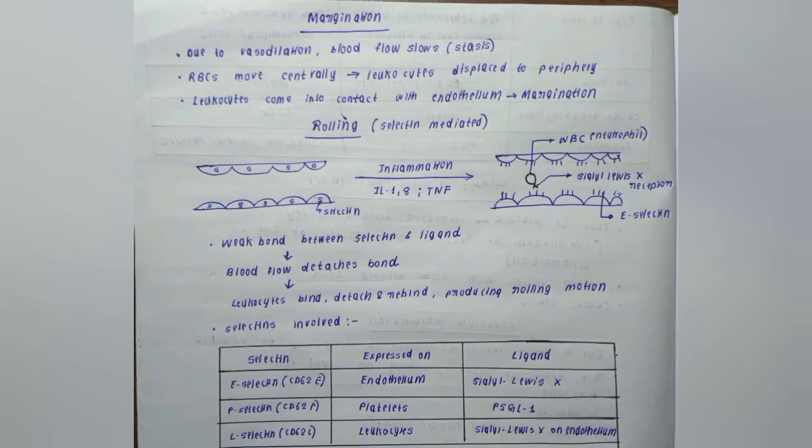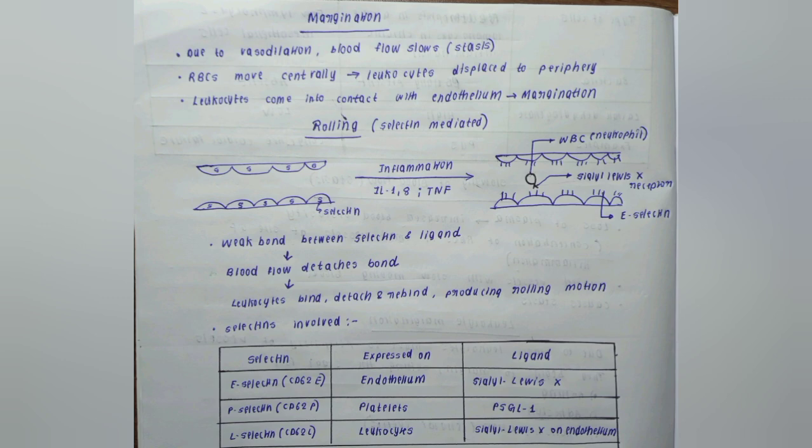Now, let's start with margination. Due to vasodilation, blood flow slows. That is stasis. We discussed it in the vascular events, and if you have not watched that video, I have given the link in the description. Go and watch it, you can understand it. Then RBCs move centrally, and leukocytes are displaced to the periphery.